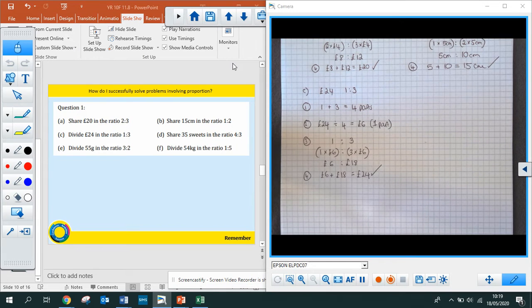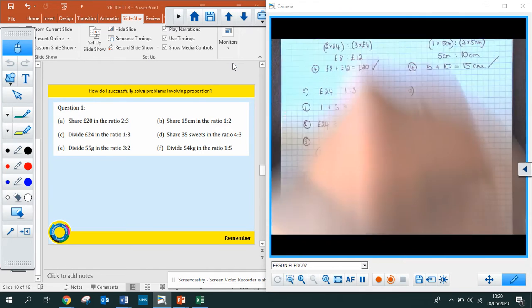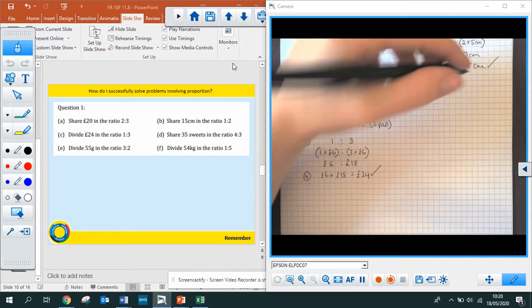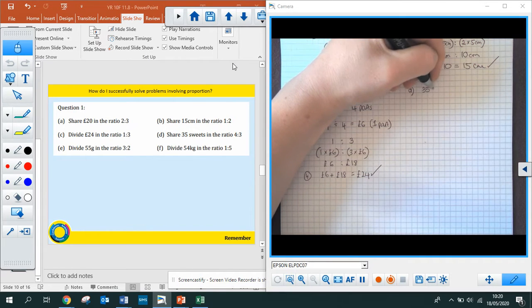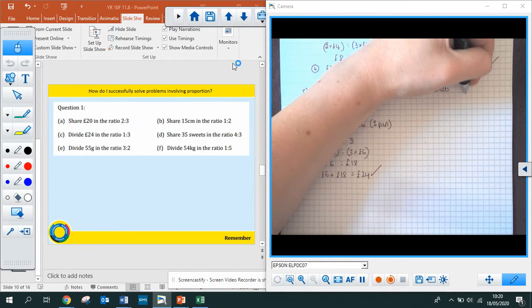Okay, at this point, if you haven't got those right, it might be a good idea to pause and try parts D, E, and F again before you carry on with the solutions, okay? But if not, just carry on, please, with the solutions here. Part D, we're sharing 35 sweets in the ratio 4:3.